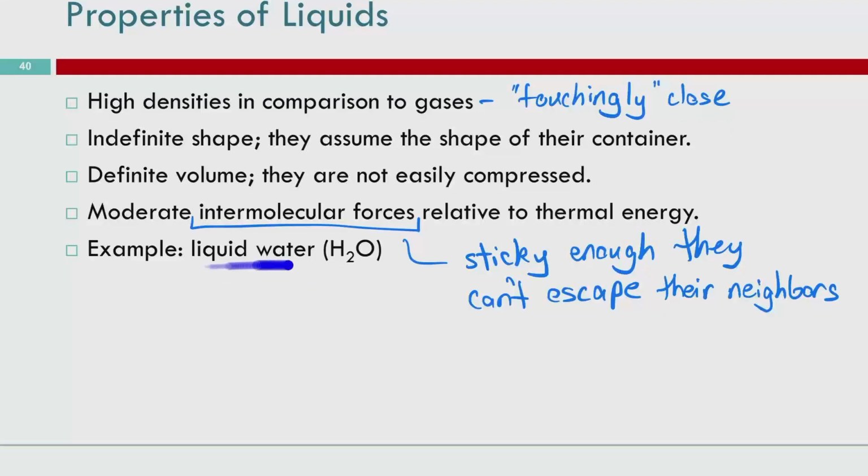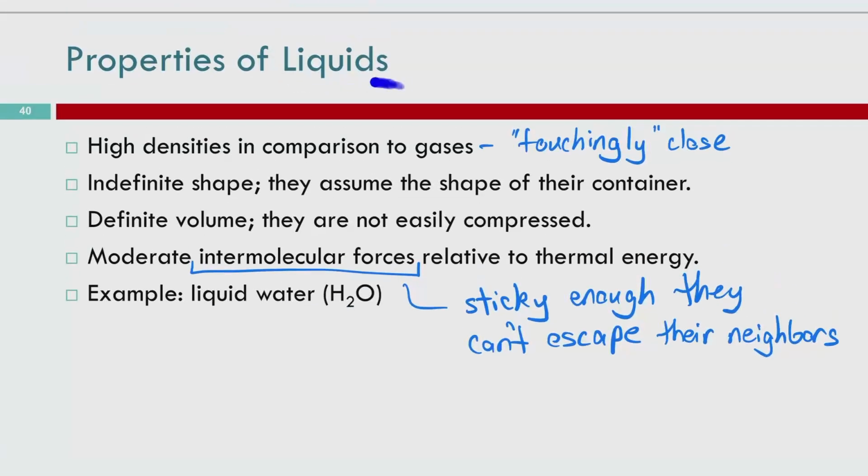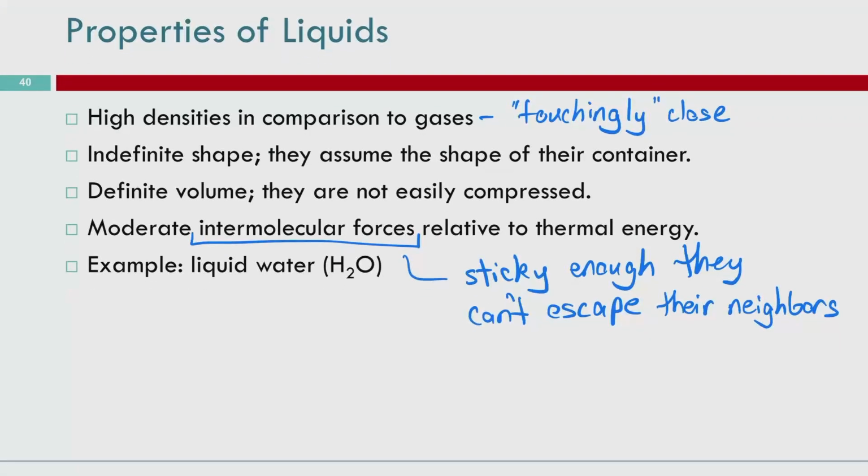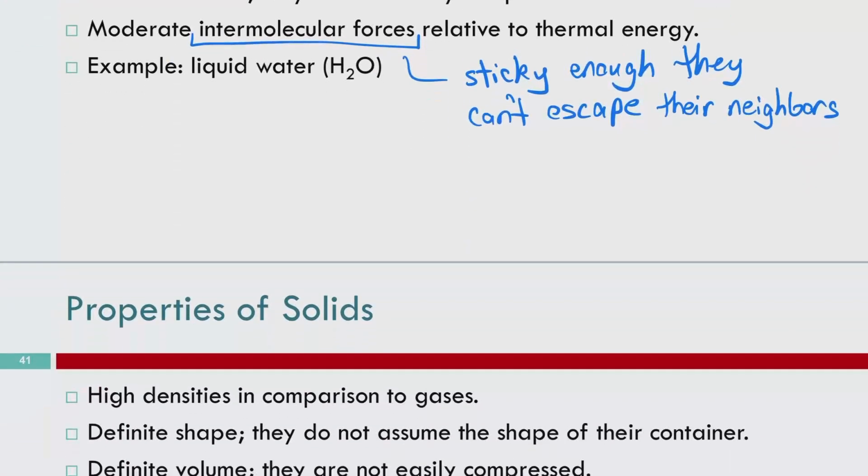And so things like liquid water would be an example of, of course, a liquid. And liquid water has really strong hydrogen bonding. It's not just dispersion, it's got dipole-dipole, and it's got hydrogen bonding, and so it's a liquid at room temperature.